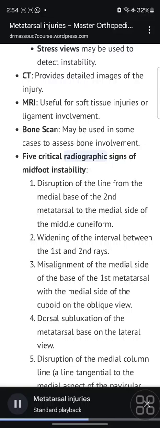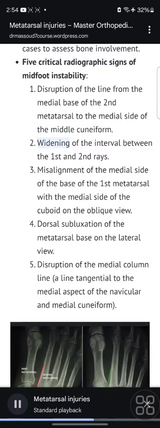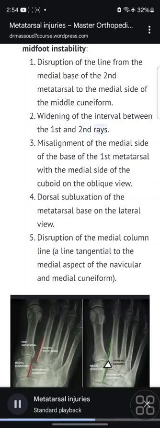5 critical radiographic signs of midfoot instability. Disruption of the line from the medial base of the second metatarsal to the medial side of the middle cuneiform. Widening of the interval between the first and second rays.